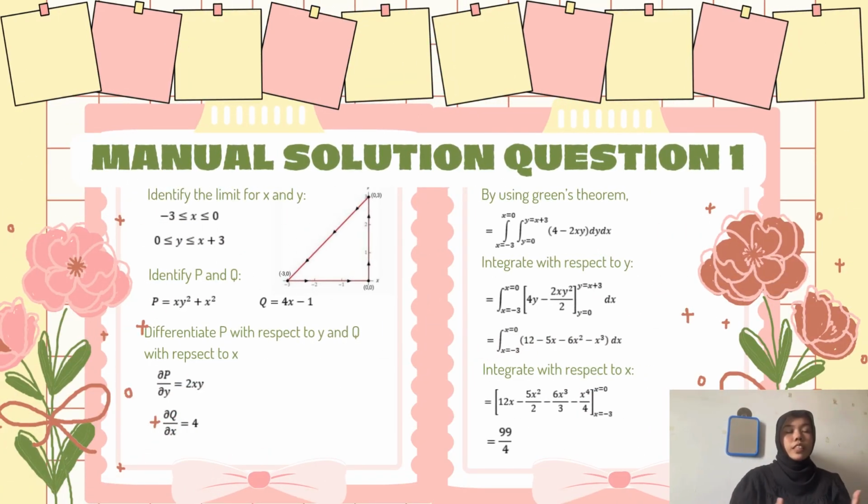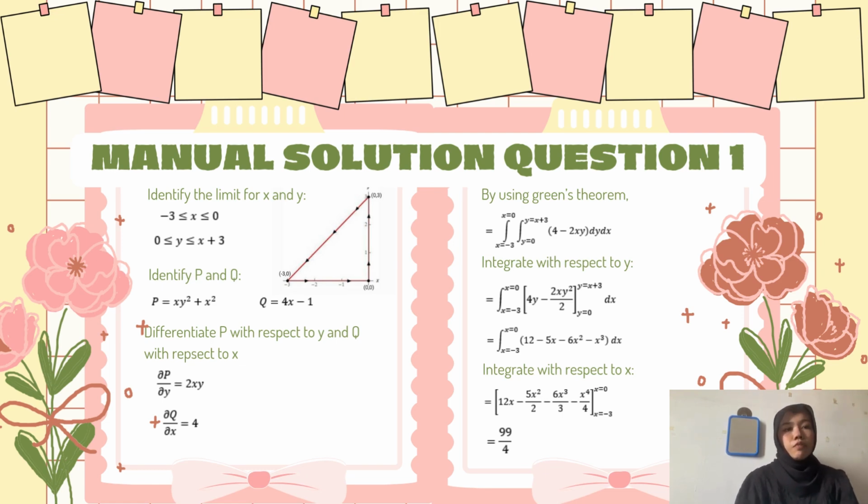Okay, so Assalamualaikum. Today I will explain the manual solution for question number 1 and question number 2. Let's go through question number 1 first. We have several steps in our calculation. The first step is to identify the limits for x and y. Based on the figure, the limit for x is from -3 to 0, and we have the function y equal to x plus 3. So the limit for y is between 0 and x plus 3.